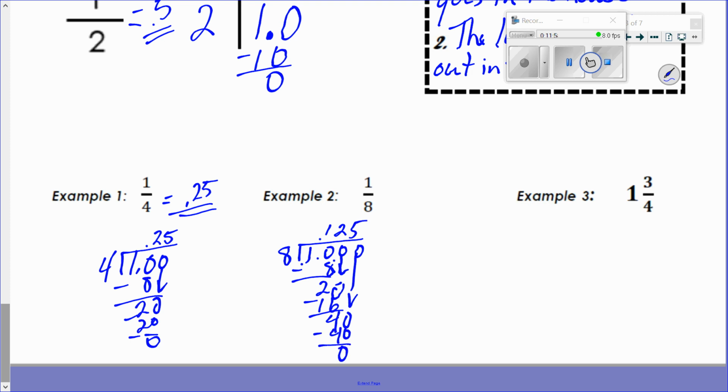Zach, why are you not writing this down? That's not a good excuse. Is this yours? Still not a good excuse.